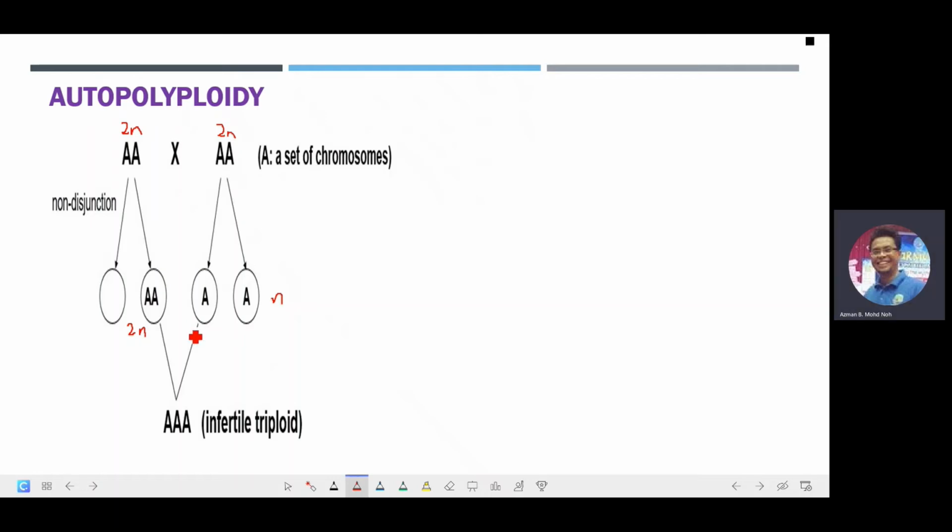So if this abnormal gamete fertilizes with a normal gamete like this, a triploid organism will be produced, in which this individual will be having 3 sets of chromosomes. And this triploid organism is infertile or sterile. Why? Because there will not be enough pairs of homologous chromosomes for this individual to undergo the process of meiosis.